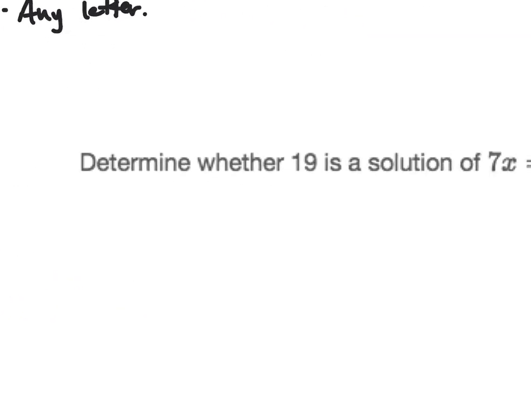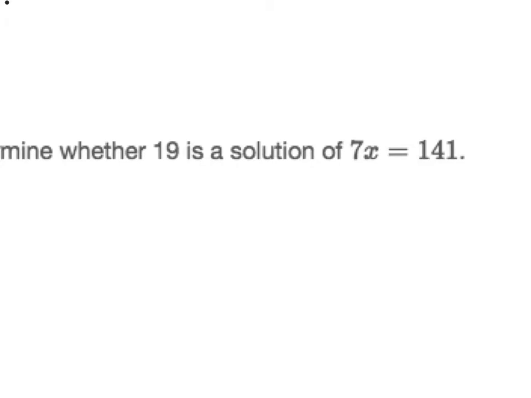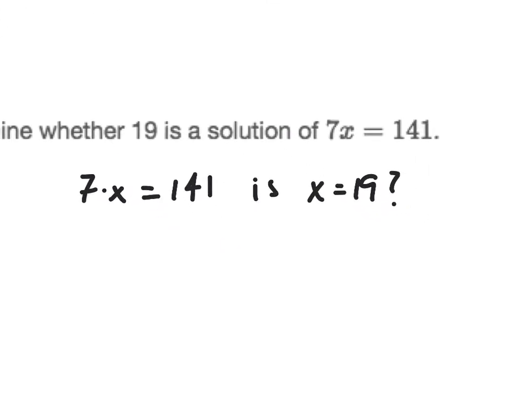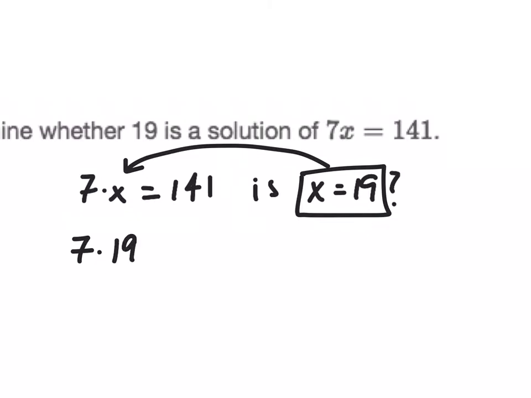Now let's take a look at something else. Let's determine if 19 is a solution of 7x equals 141. When you see 7x like this, you're really taking 7 times x. When you see a letter next to a number, it means you're multiplying. So 7 times x equals 141. The question is, is x equal to 19? What I do is take 19 and plug it in for x in that equation and evaluate it. So I do 7 times 19. Is that equal to 141?